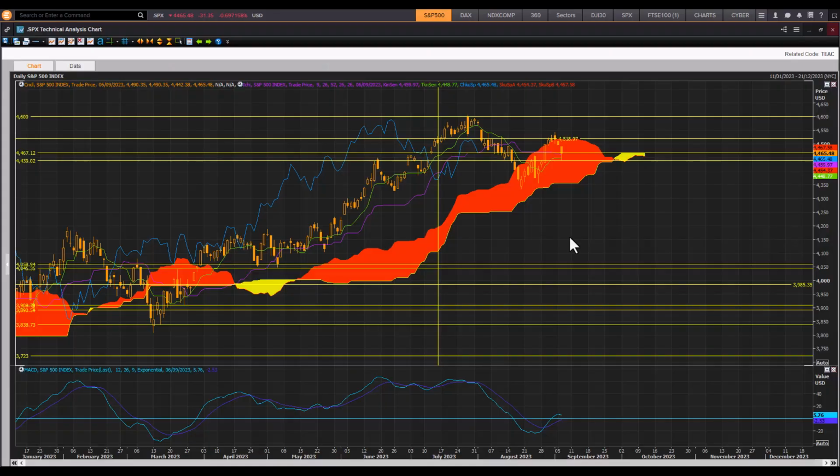Good morning, traders. Richard here doing a quick Ichimoku cloud chart market review of the S&P 500 Index. We'll start with the daily Ichimoku cloud.